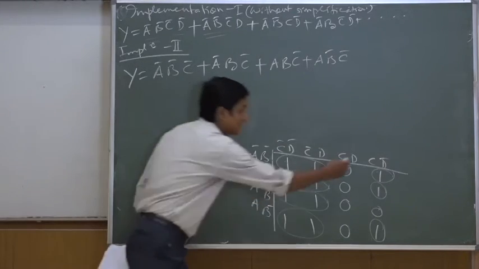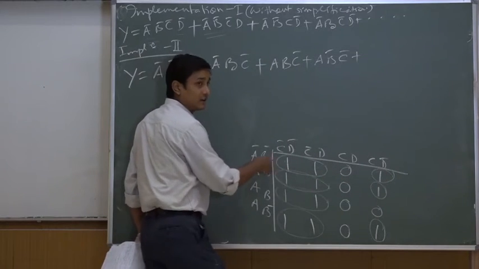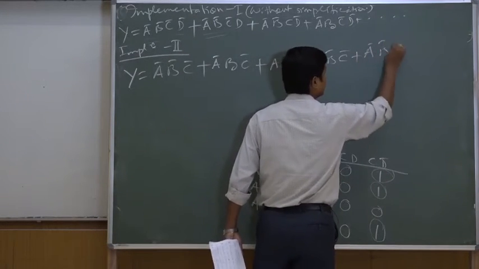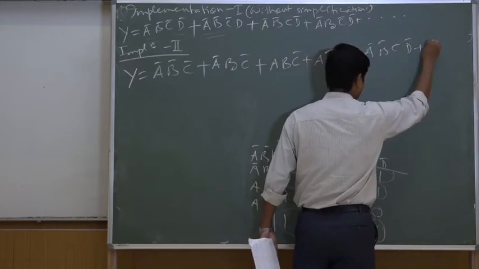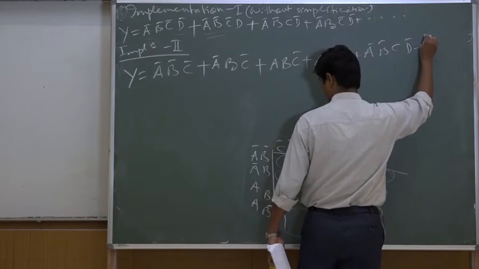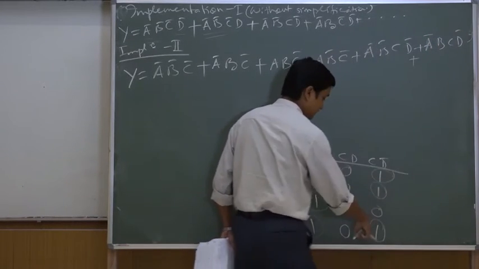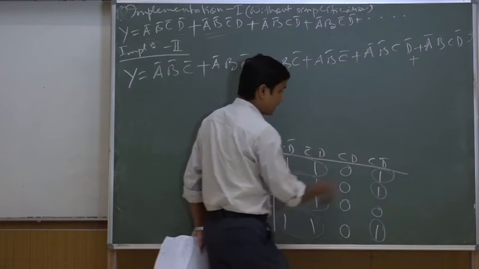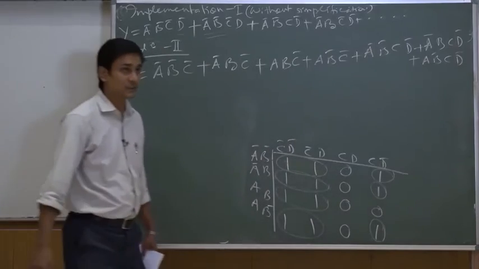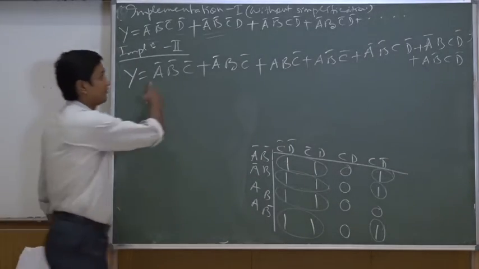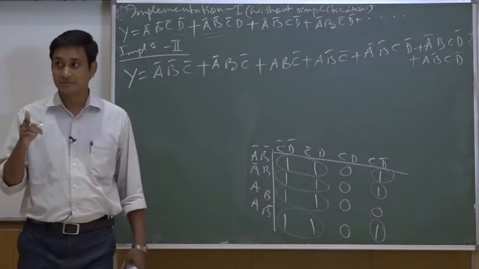Now, go for the remaining. What should be the expression for this? A bar B bar, just like earlier, C D bar. For this, A bar B C D bar plus this one, A B bar. Done. Now, how many terms are there? Here 4, 5, 6, 7, which was earlier 11. Okay.